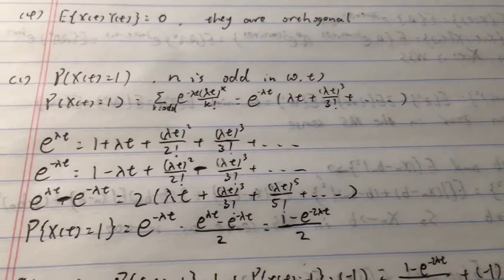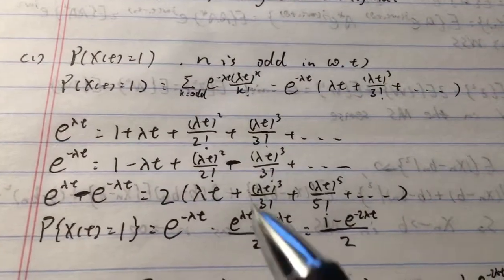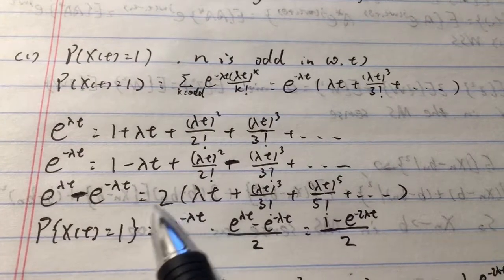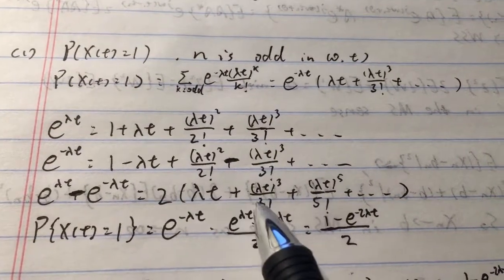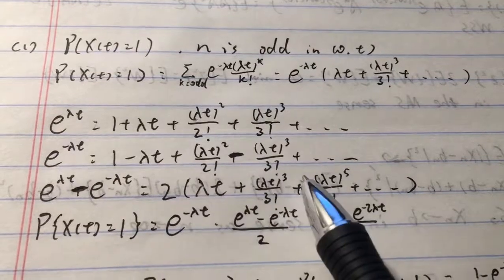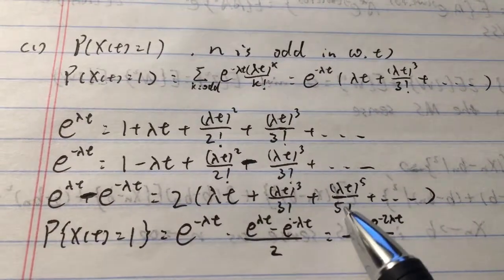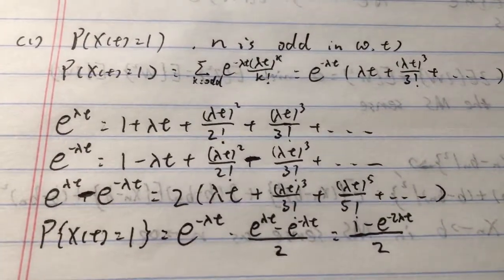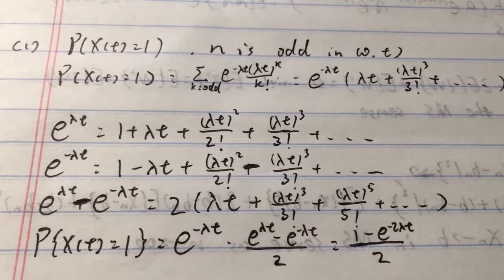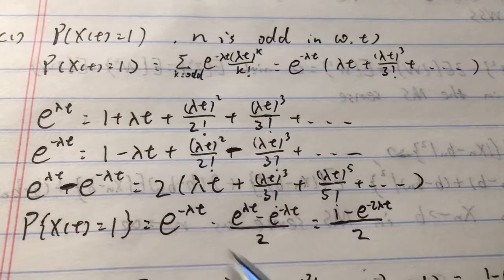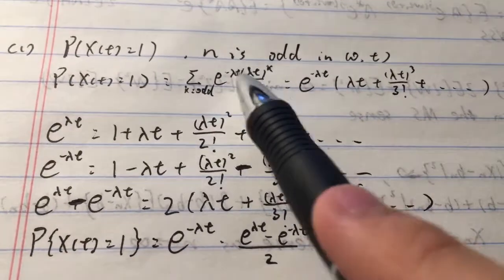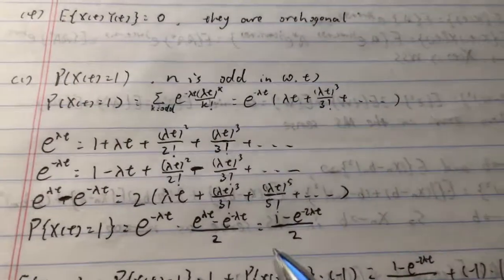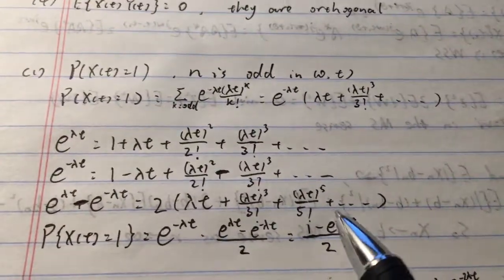So we have this equal to 2 multiplied by the sum of lambda t to the k over k factorial, over all of the elements when k is odd. So the probability of X(t) equals 1 is equal to this from this formula. So the final result should be this.